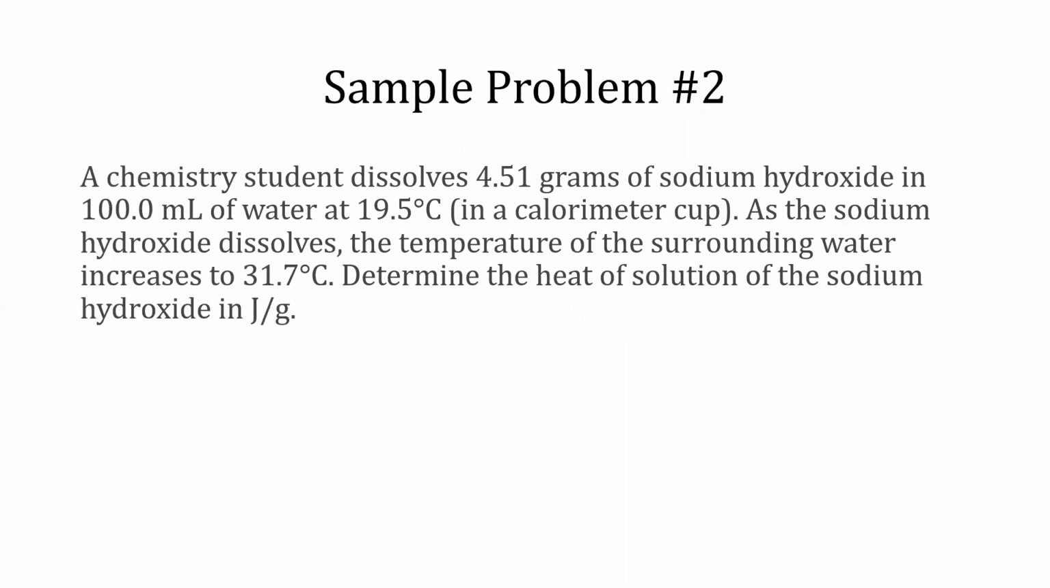Sample problem 2: a chemistry student dissolves 4.51 grams of sodium hydroxide in 100 mL of water at 19.5 C in a calorimeter cup. As the sodium hydroxide dissolves, the temperature of the surrounding water increases to 31.7 C. Determine the heat of solution of the sodium hydroxide in J per g.